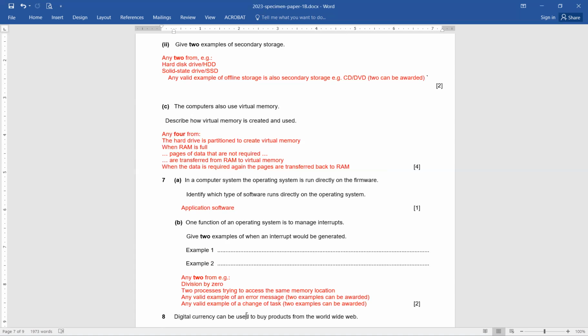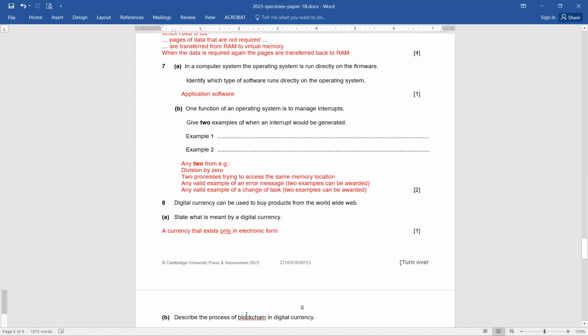Similarly, by the way, can you recall any other example of interrupts? That's great, wonderful. Printer out of paper, paper jam in the printer. So these all are valid examples of your interrupt handling.